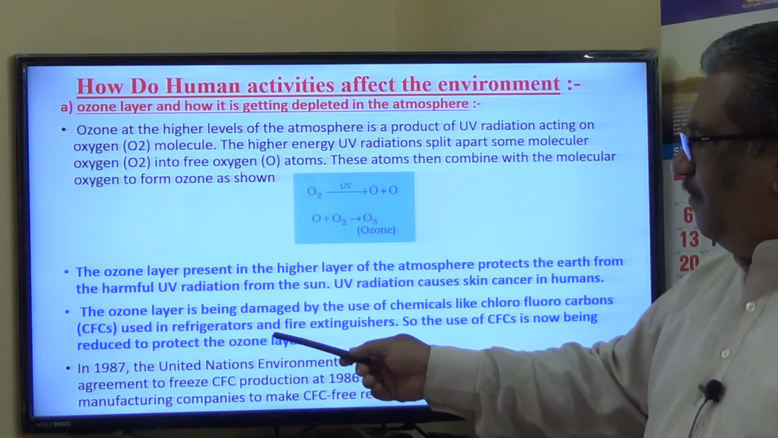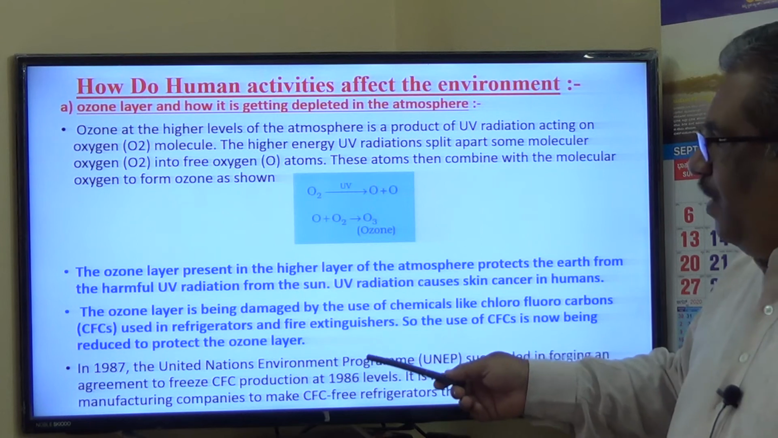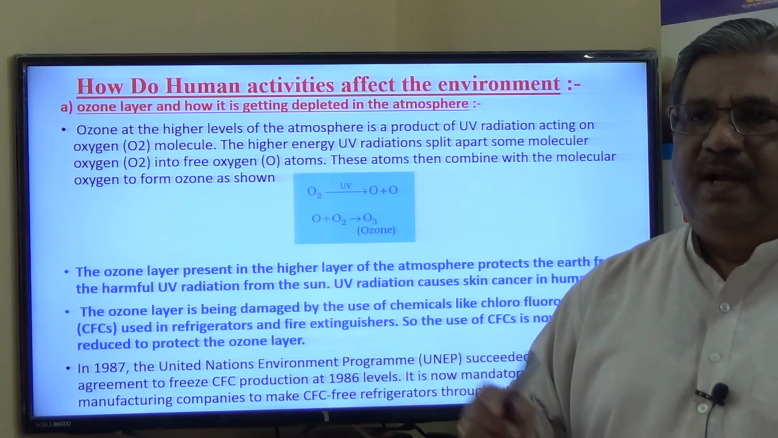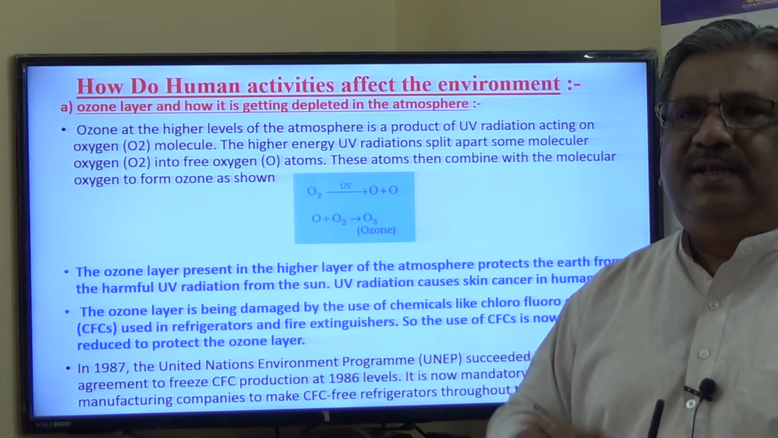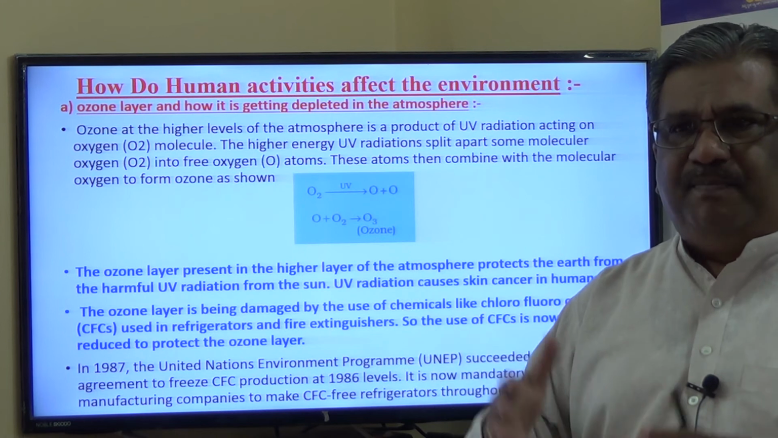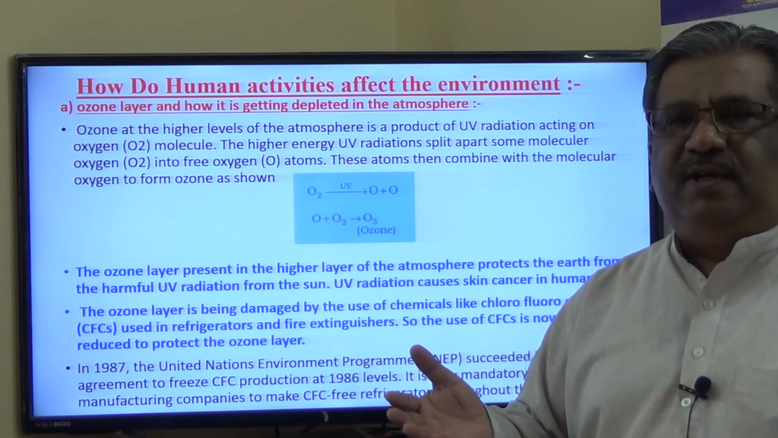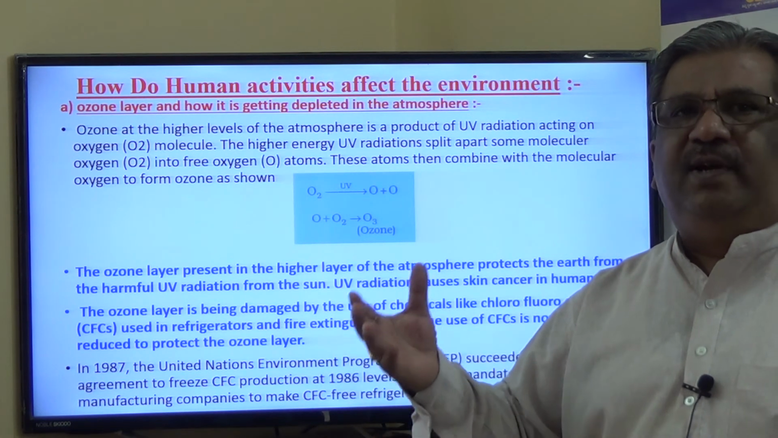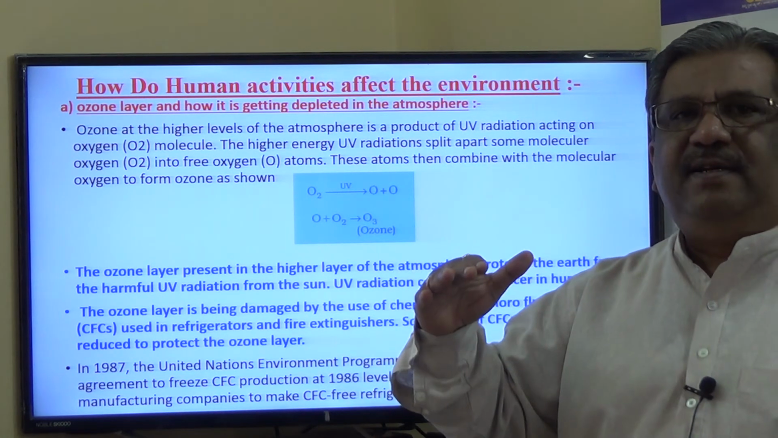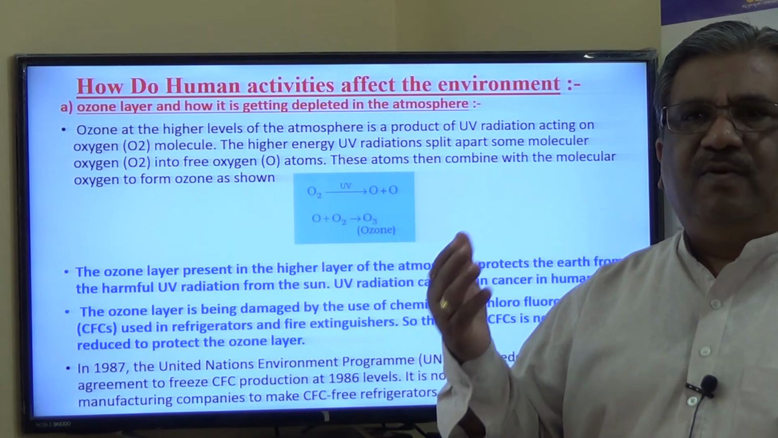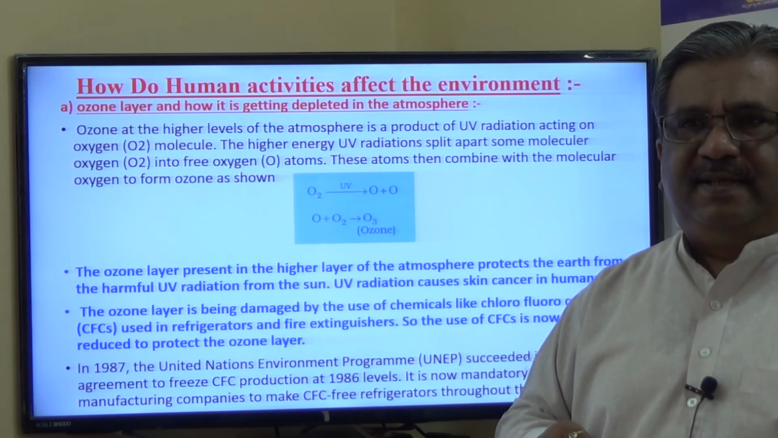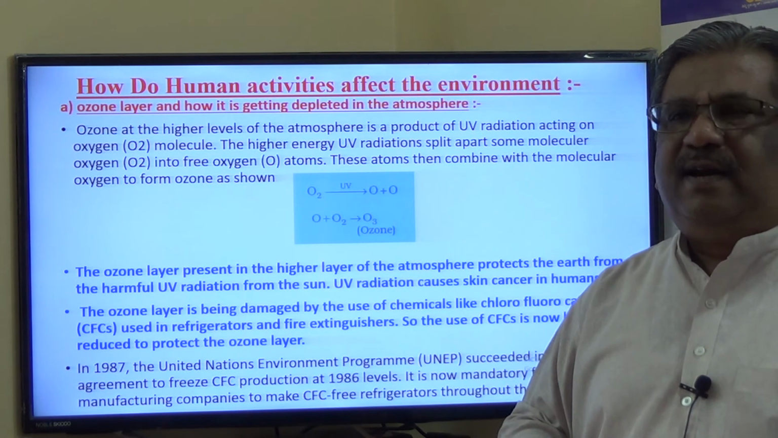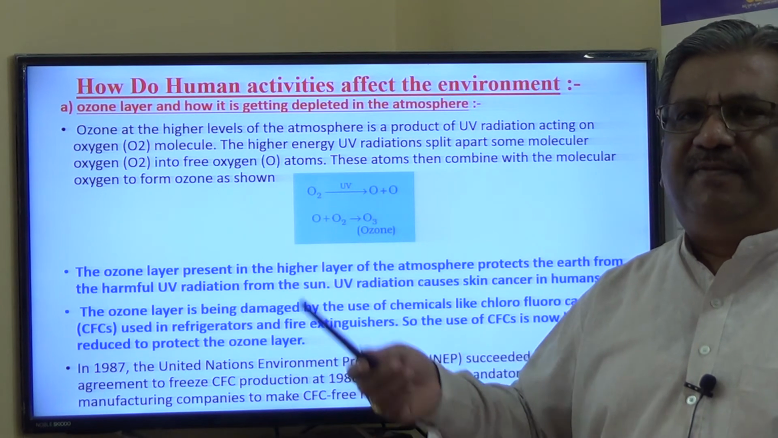CFCs, used in refrigerators and fire extinguishers. See, the property of chlorofluorocarbons is such that when these gases are compressed and released through a nozzle or a jet, the sudden expansion of these gases will lead to a sudden decrease in temperature. The temperature goes below minus 20 degrees Celsius, and therefore such gases are used in refrigerants and of course in fire extinguishers for extinguishing the fires.